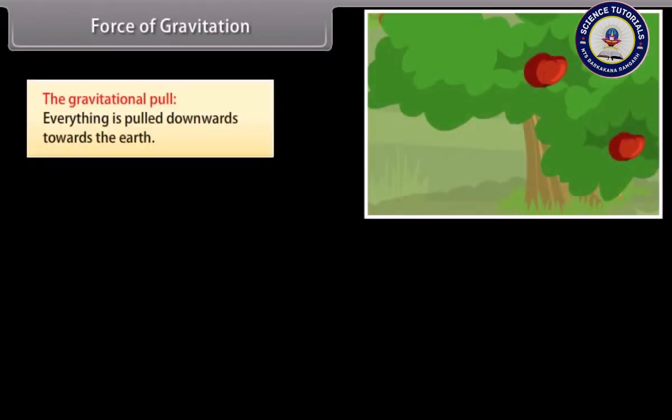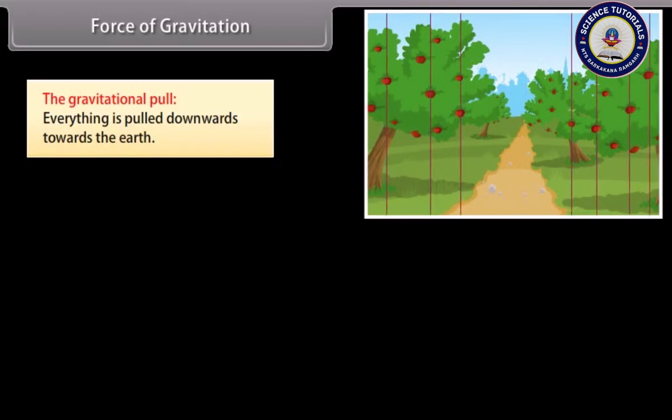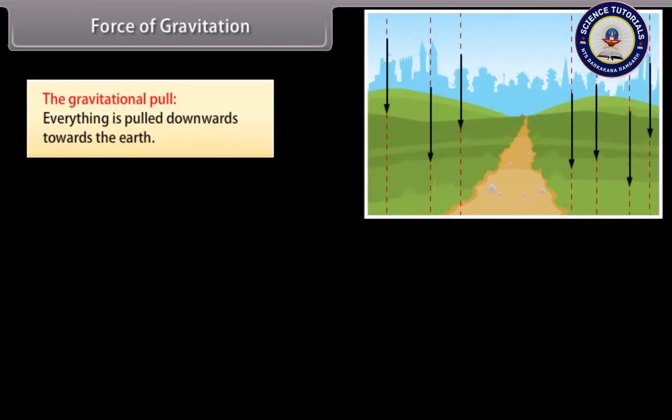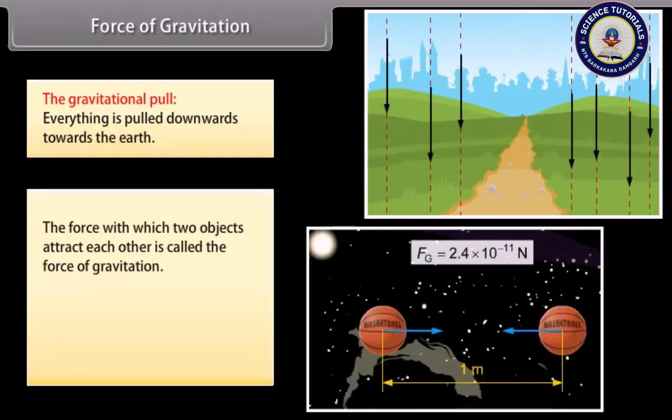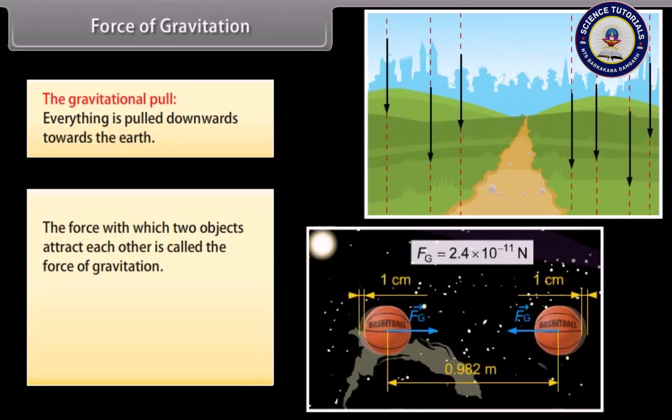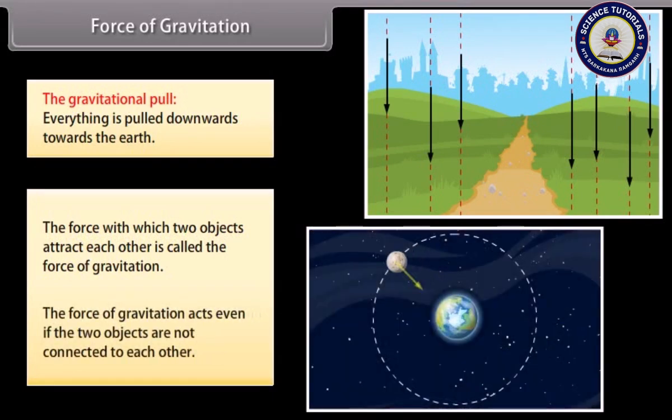Force of gravitation. The gravitational pull. Everything is pulled downwards towards the earth. The force with which two objects attract each other is called force of gravitation. The force of gravitation acts even if the two objects are not connected to each other.